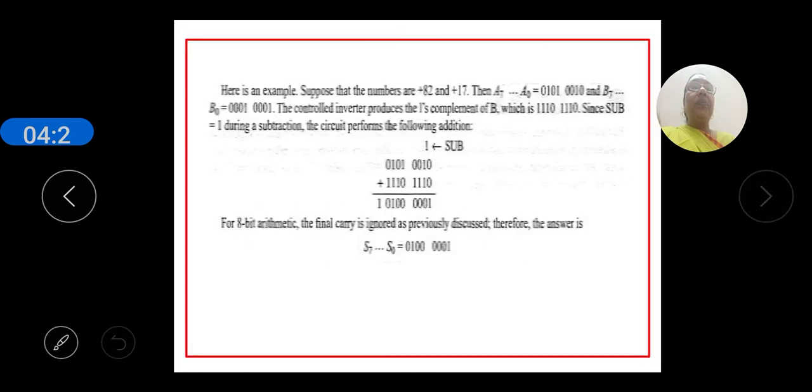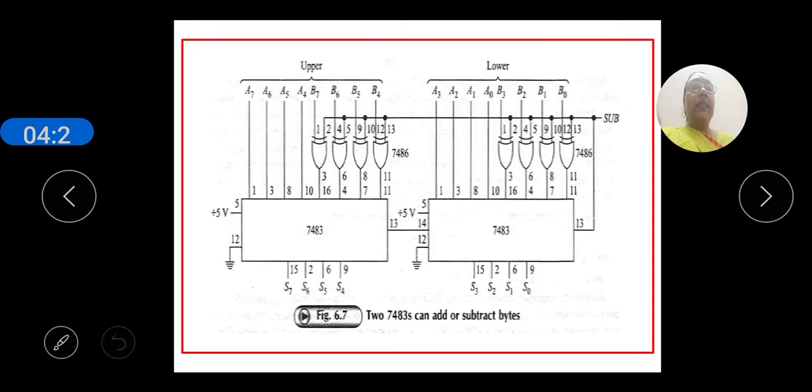Now, this is the chip which shows the adder subtractor. The chip number is 7483. It can add or subtract 8 bits. The first number is A. The 8 bits are A0 to A7. The second number is B, which has 8 bits from B0 to B7.